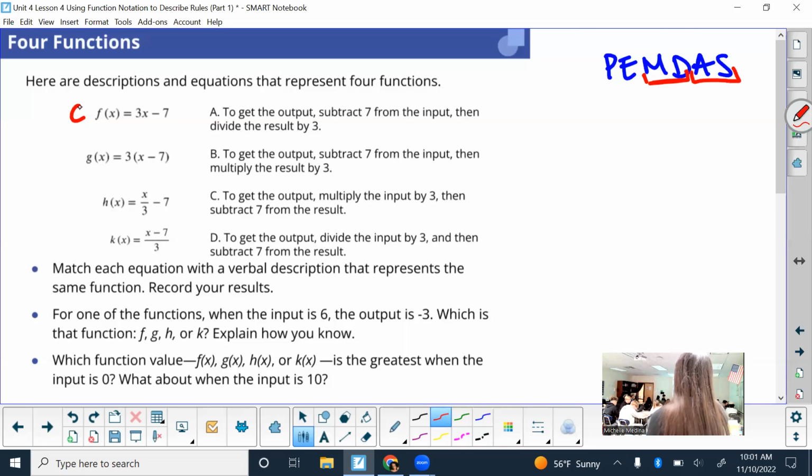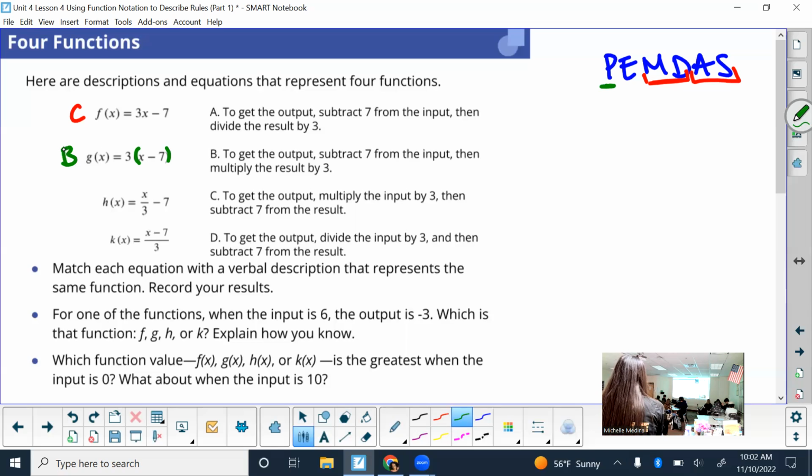All right, what about g of x? Which description best matches g of x? All right, B as in boy. So to get the output, subtract 7 from the input, then multiply the result by 3. Why would we in this one subtract first and then multiply? Because of the parentheses. Good. Again, parentheses come very first and push whatever's inside them as first priority. So yes, this one is B.